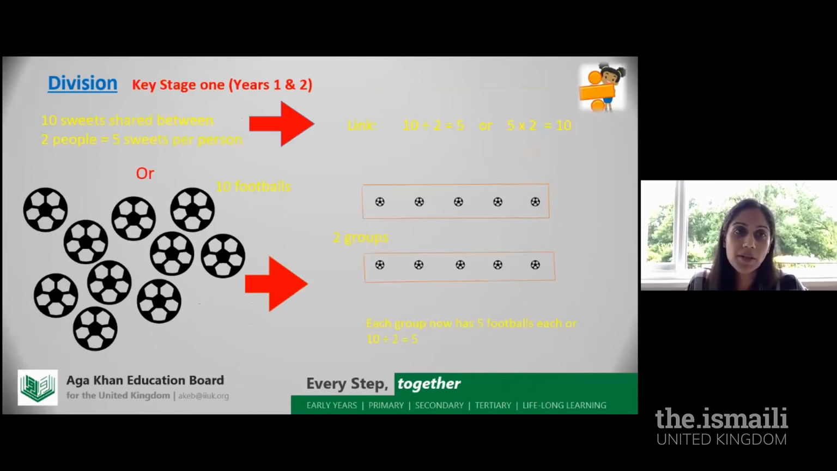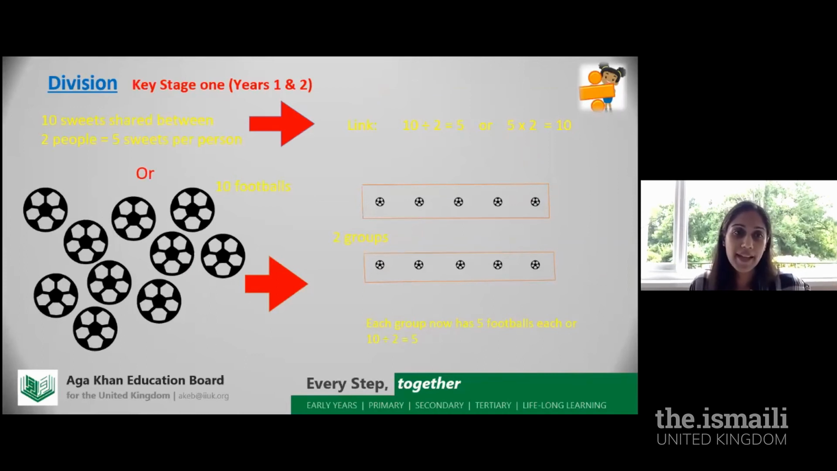Okay, so now going on to division. If we start with lower Key Stage 1, so that's Years 1 and 2, if we look at the word problem, 10 sweets shared between 2 people, the child should work out that that equals 5 sweets per person. They should be able to form the link, so we can see here that 10 divided by 2 equals 5, or 5 multiplied by 2 equals 10, using the signs there, or they can use an array.